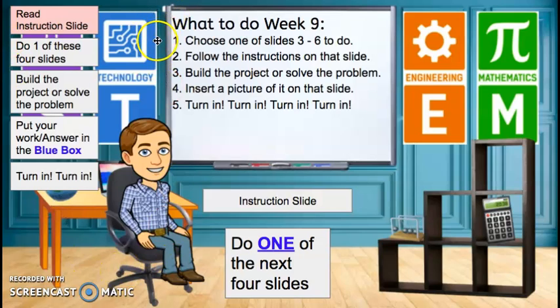What to do week 9? 1. Choose one of slides 3 through 6 to do. 2. Follow the instructions on that slide. 3. Build the project or solve the problem. Answer in the blue box. 4. Insert a picture of it on that slide. 5. Turn it in. Don't forget to.